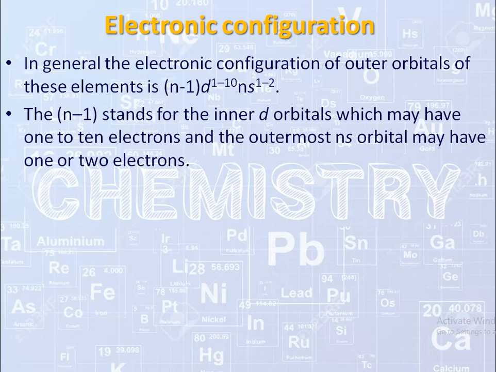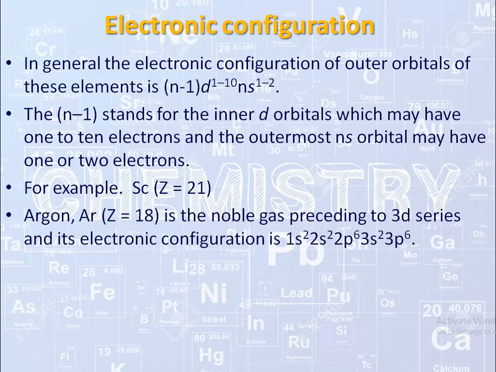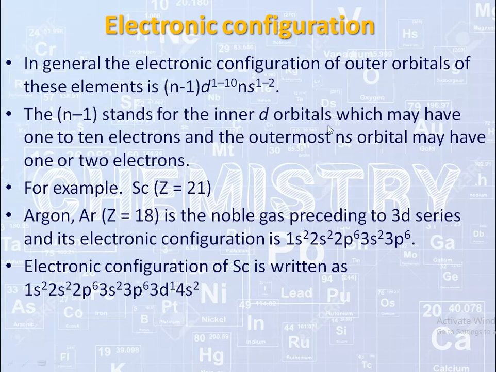Here (n-1) stands for the inner d orbital, which may have 1 to 10 electrons, and the outermost ns orbital may have 1 to 2 electrons. For example, if we have to write the electronic configuration of scandium, which is 21, argon is the noble gas preceding the 3d series, and the electronic configuration of argon can be written as 1s2, 2s2, 2p6, 3s2, 3p6, a total of 18 electrons.